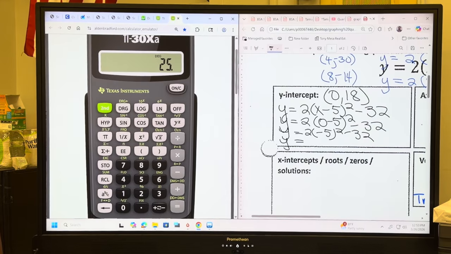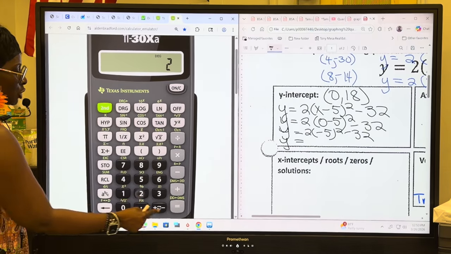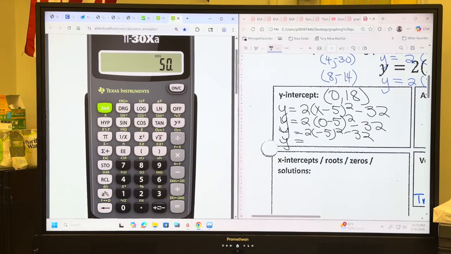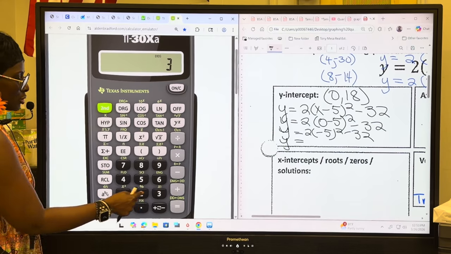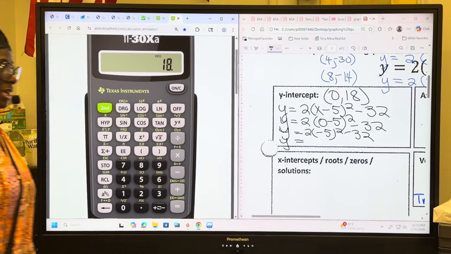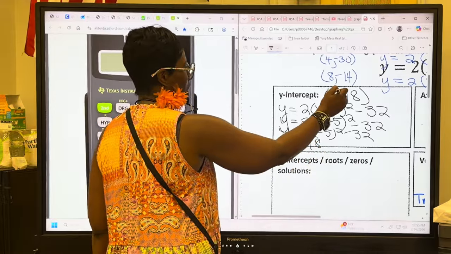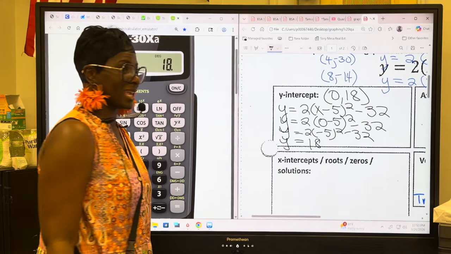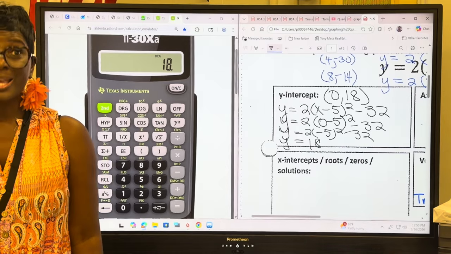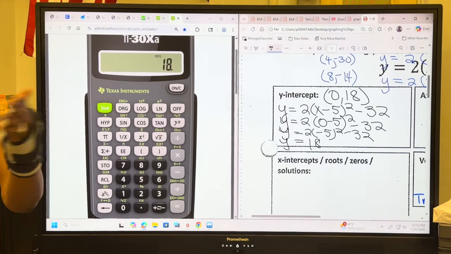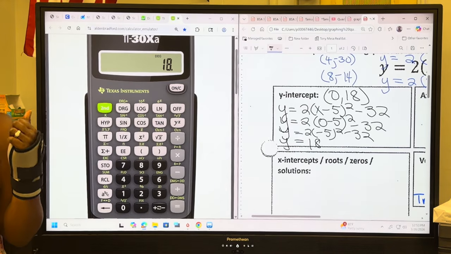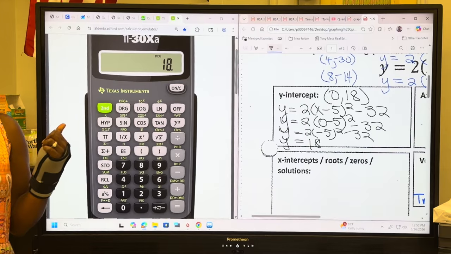Times 2. Do we do minus or multiplication first? Multiplication. Times 2, equals. Then what? Minus 32. And what do we get? 18. So y equals 18. When x is 0, y is 18. That is my y-intercept. So what if I don't graph it? Do I have another way to find it? Yes, absolutely. Is everybody clear?